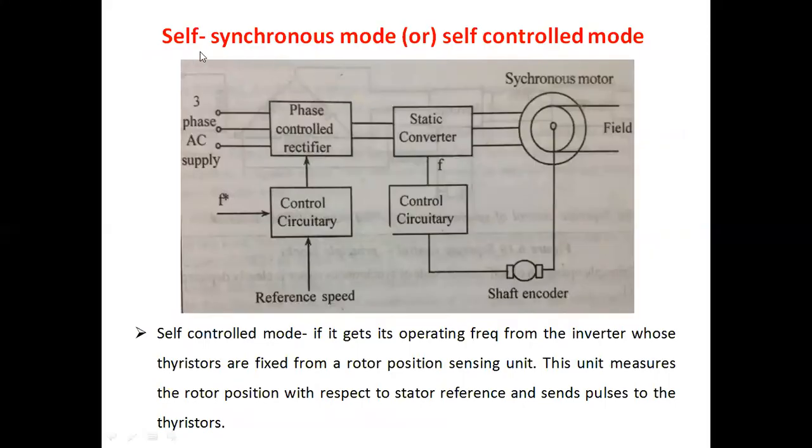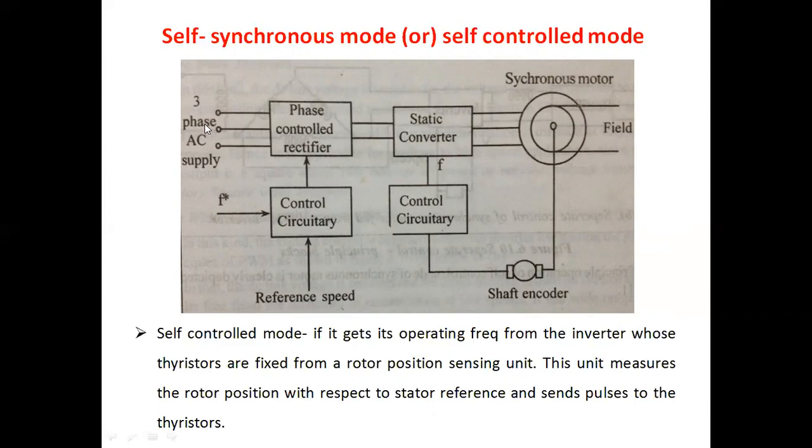The second method is called self-synchronous mode or self-controlled mode. Here the frequency signal is generated from the machine itself, the actual machine. From the actual machine, we measure the frequency signal, and with the help of that frequency signal we control the synchronous motor drive. That's why it's called self-synchronous mode or self-controlled mode.